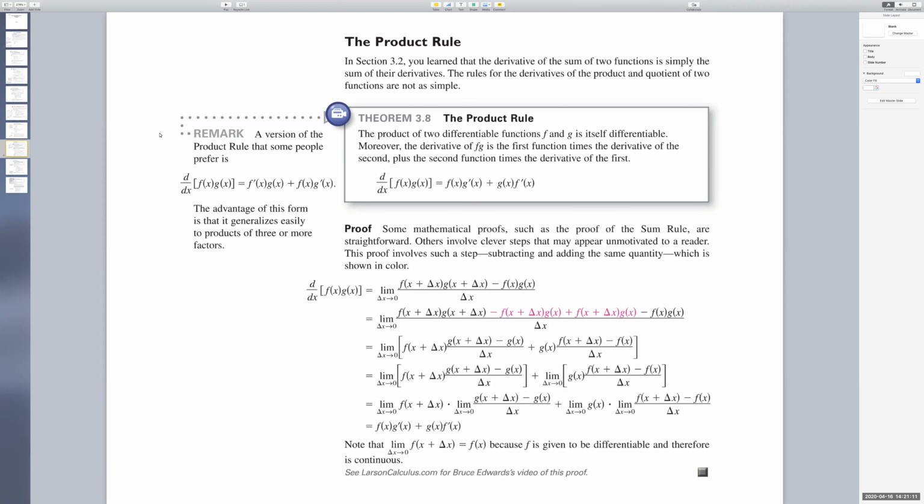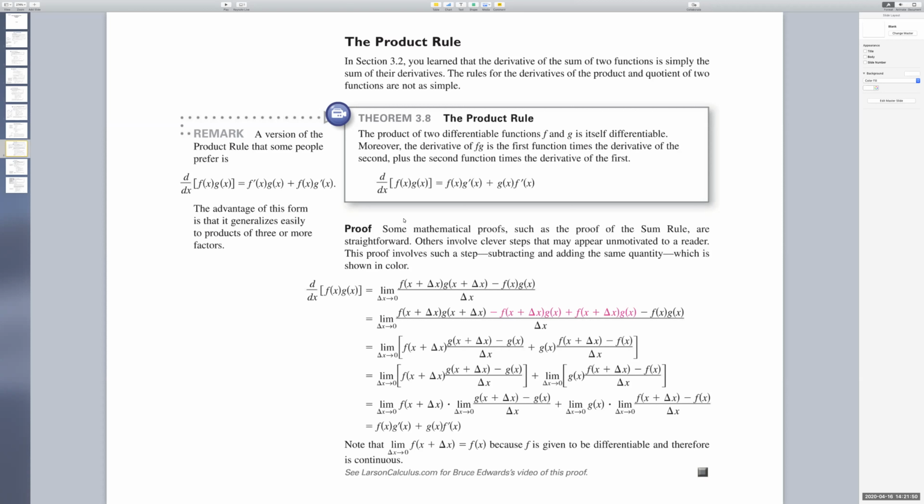So this lecture is on the product rule and the quotient rule of differentiation. First, we're going to talk about the product rule. The product rule says if you multiply two functions f of x and g of x, and those two functions are differentiable themselves, then the derivative of the product f of x and g of x equals the function f of x times the derivative of g of x plus the function g of x times the derivative of f of x. How can we come up with this rule?